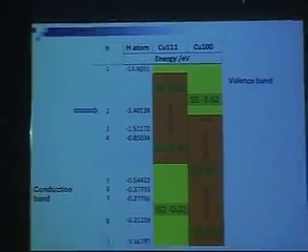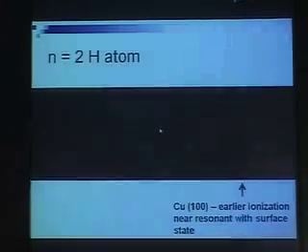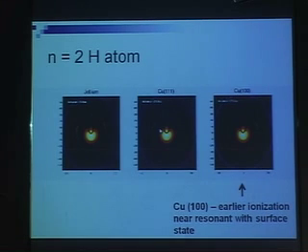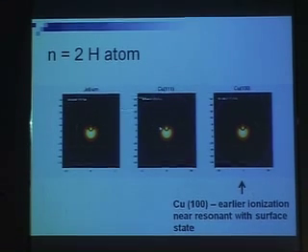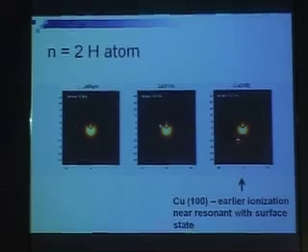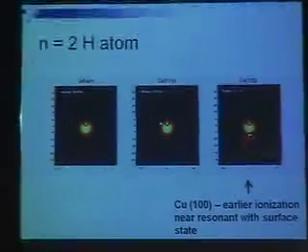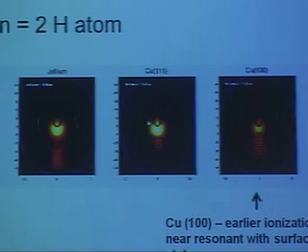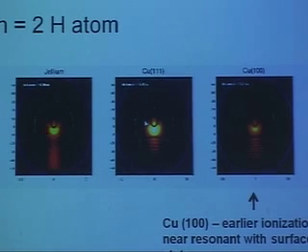So for n is 2, for example, if you run the simulations, you can see, this is for a free metal, copper 111, copper 100. You can see the copper 100 actually ionizes first, and that's because it's almost resonant with a state of the surface. The copper 111 ionizes last.